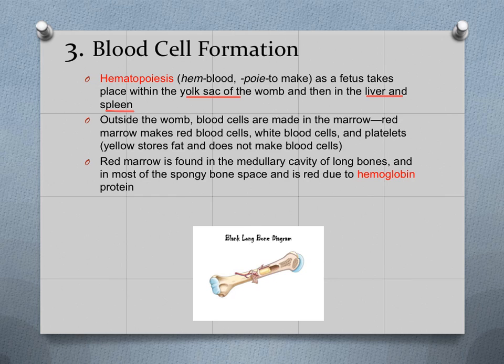So we have this cavity right here called the medullary cavity. I'm going to just say MC, the medullary cavity is right there. That is where red marrow and yellow marrow are stored. The red marrow is the only one that makes new blood cells. So red marrow makes red blood cells, it makes white blood cells, and it makes platelets. Whereas yellow marrow is only responsible for the storing of fat. It doesn't have anything to do with blood cells.